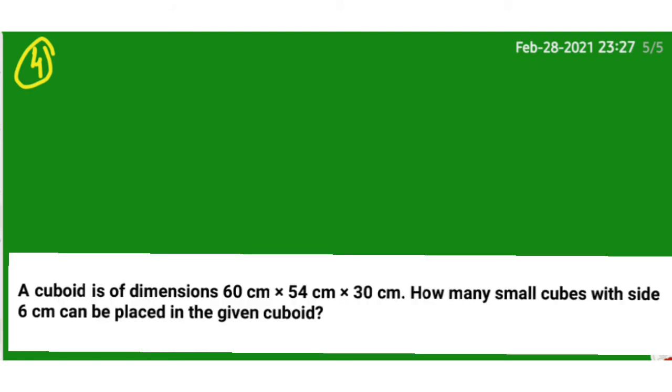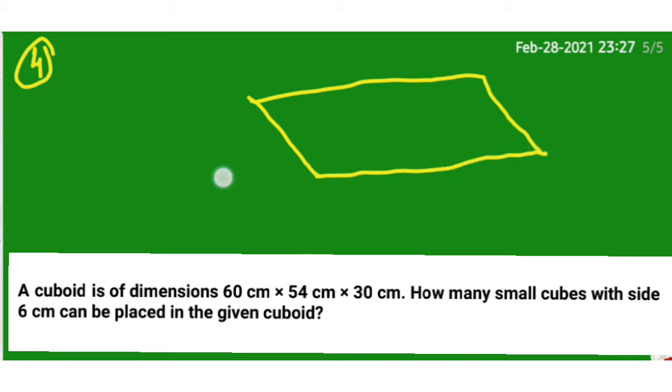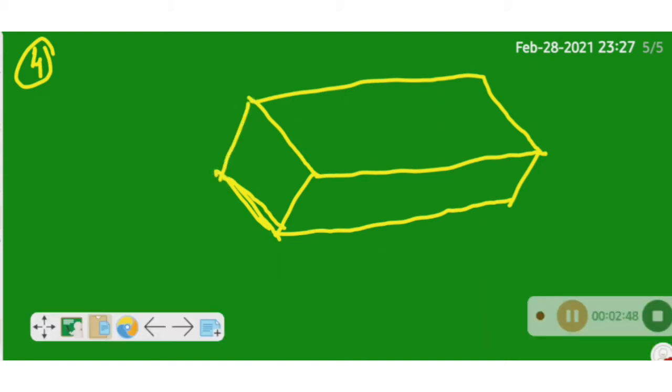How many small cubes with the side 6 centimeters can be placed in the given cuboid? So here there is one big cuboidal box. Now in this box you are placing small cubes whose sides are 6 centimeters. So very small cubes, just imagine like this, small cubes you are placing inside it. So how many cubes will fit in this box?